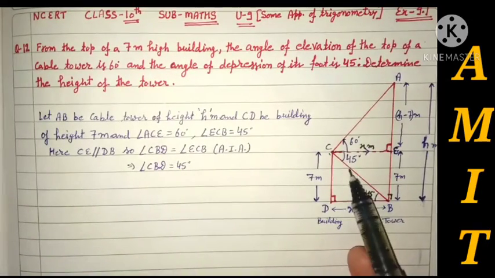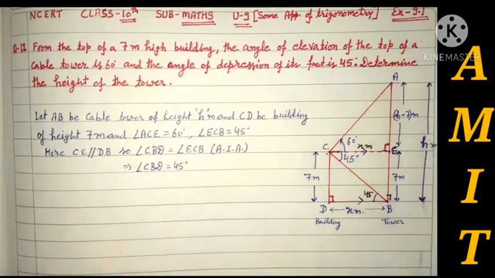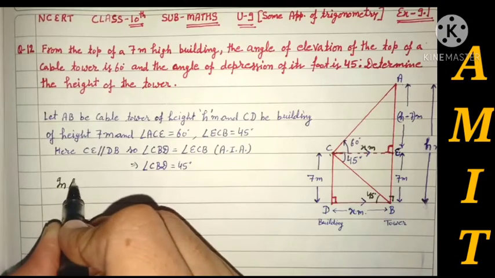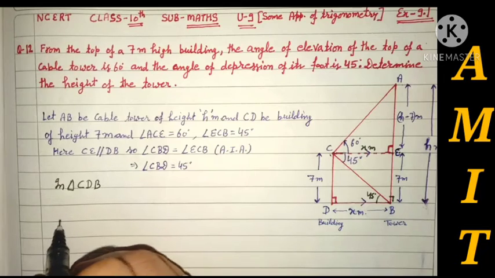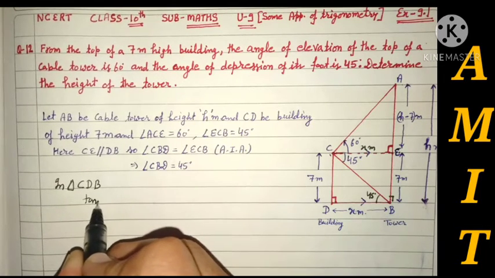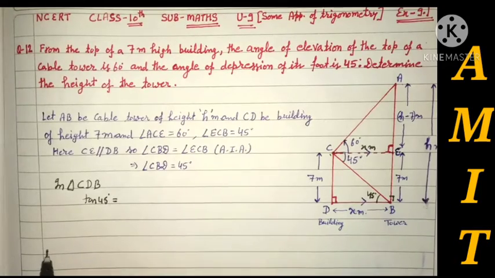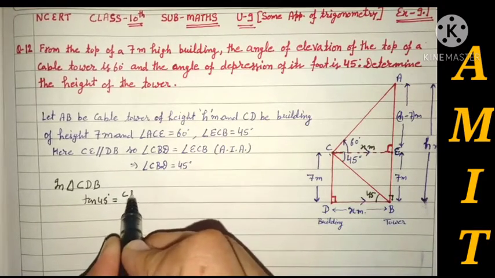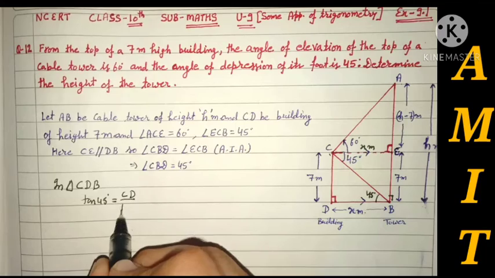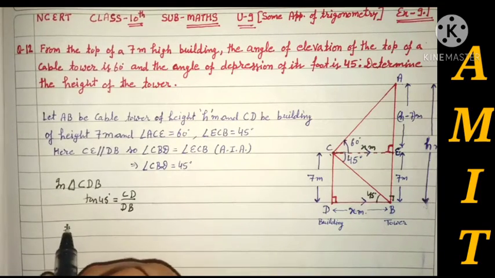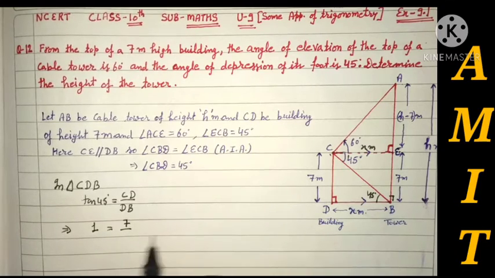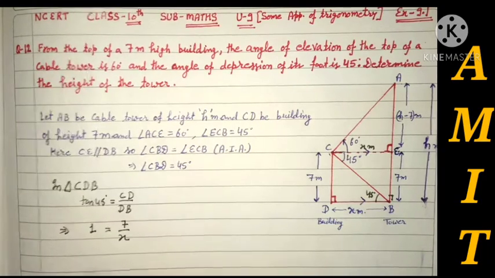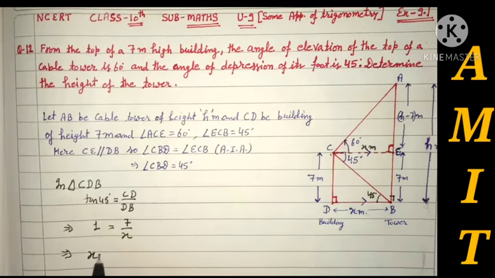First of all, in triangle CDB, when we apply tan 45, tan is the ratio of perpendicular and base, so it will be equal to CD upon DB. Value of tan 45 is 1, CD is given to us as 7 meter, and DB we have assumed x meter. So after cross multiplication we got x equal to 7 meter.